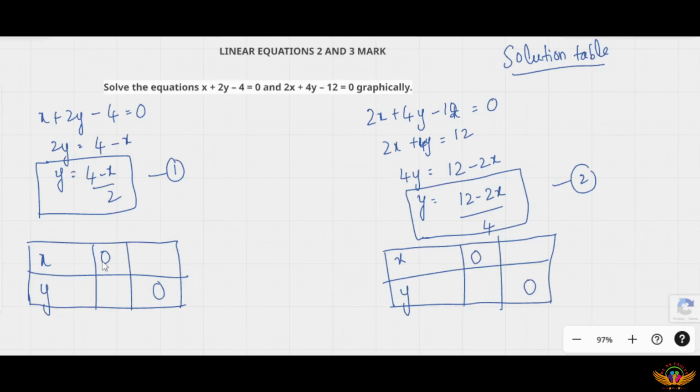If you put x value 0, what is y? y is equal to (4 minus 0) by 2, 4 by 2, that is 2. y is 2. Now put y as 0.